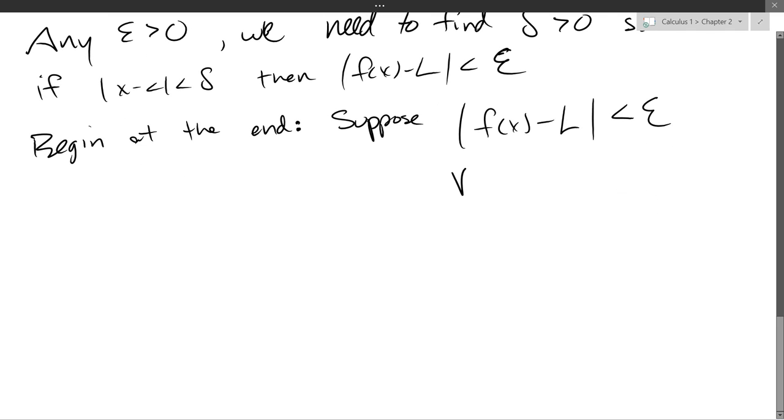So I can write, what is f of x? Square root x. What is L? 2. So certainly you can see 4 makes this true.